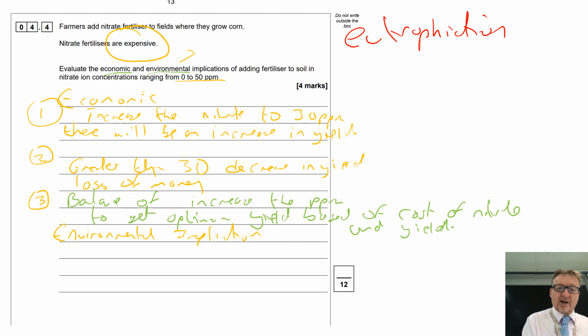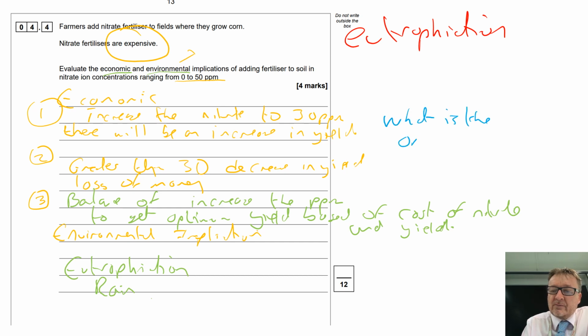Environmental implications will be eutrophication. If you start adding nitrates to soil and that gets washed off because of the rain, there may well be an issue with it going into rivers. Look at what eutrophication is. One thing has just sprung to mind with the first part of it: what is the original soil ppm? Think about that. What is the original soil ppm?